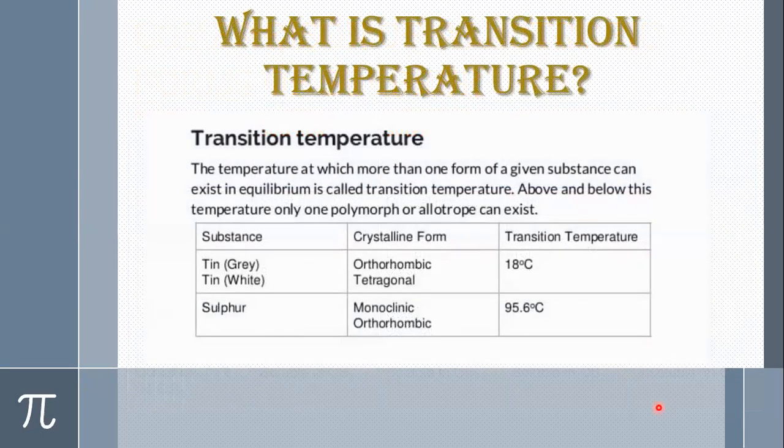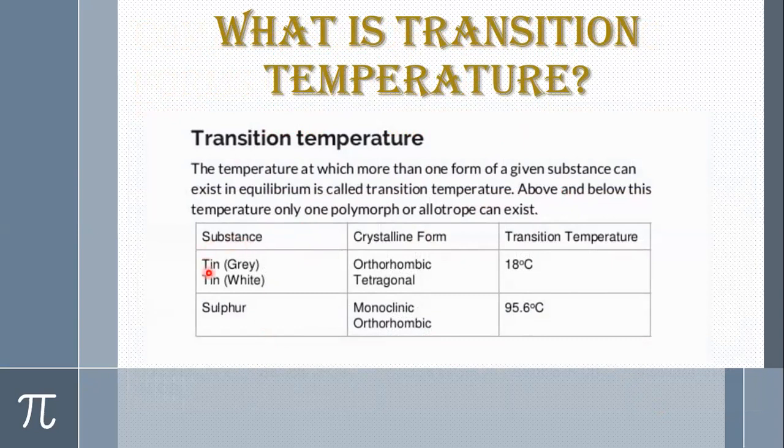Next is transition temperature. Transition temperature is the temperature at which more than one form of a substance can coexist in an equilibrium state. This is the transition temperature. Above or below this temperature, only one polymorph or allotrope may exist.